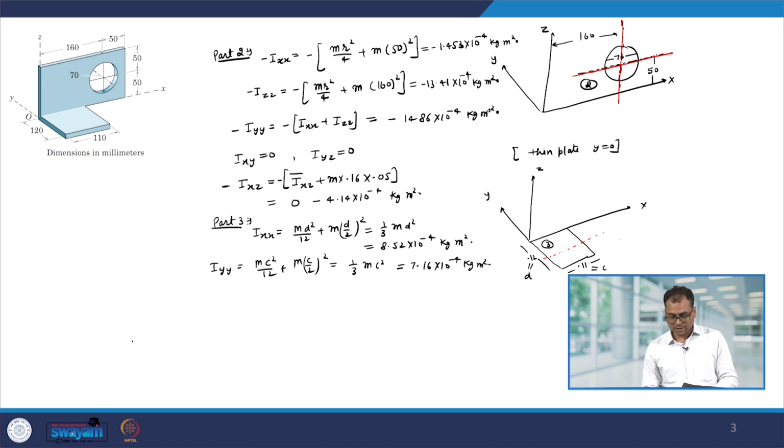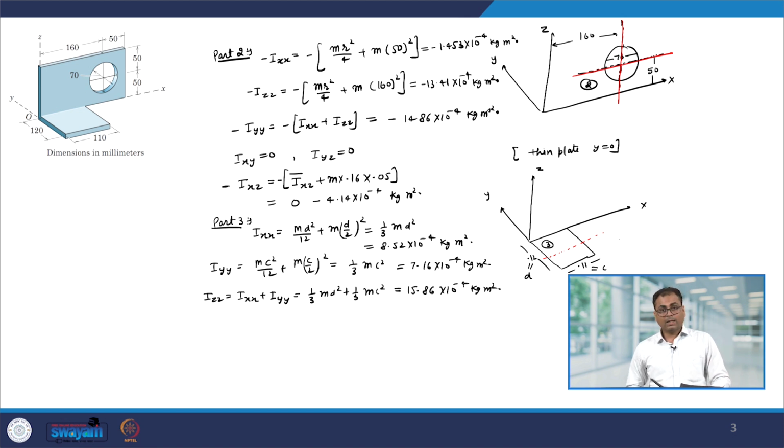Now the moment of inertia about the z axis can be found out using the perpendicular axis theorem. So that will be equal to I x x plus I y y, that is equal to 1 by 3 m d square plus 1 by 3 m c square, and that is equal to 15.86 into 10 to the power minus 4 kg meter square. Now let us find out the product of inertia.